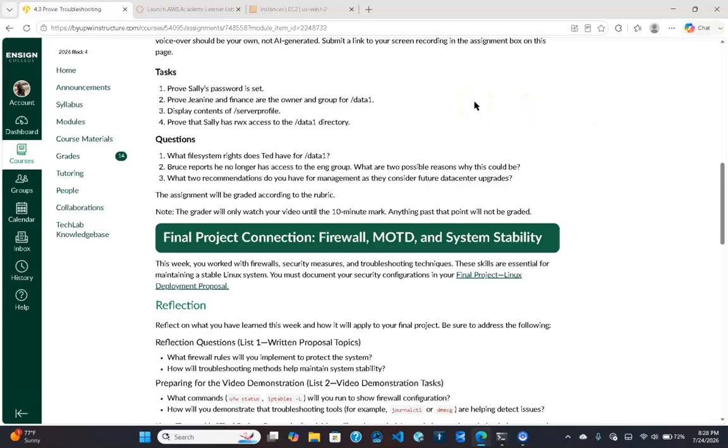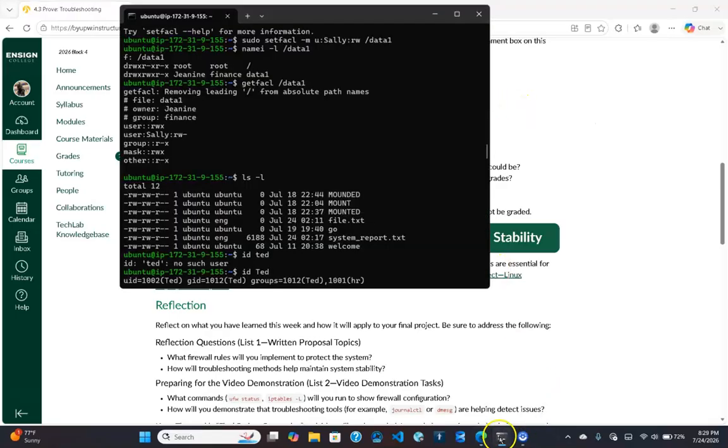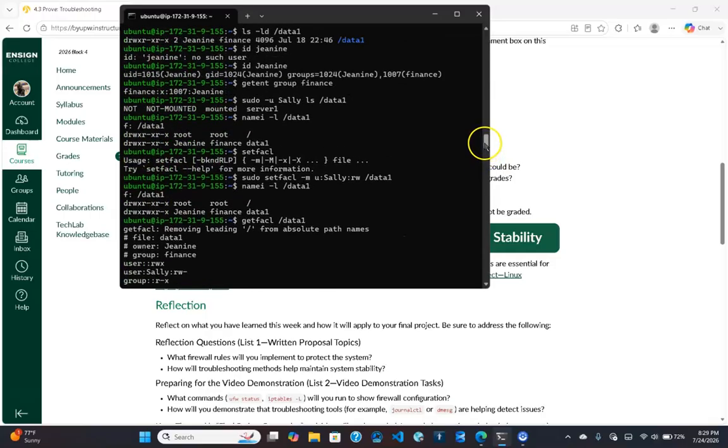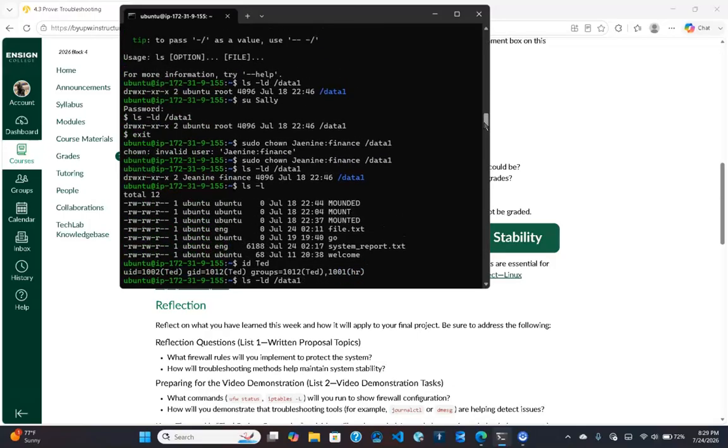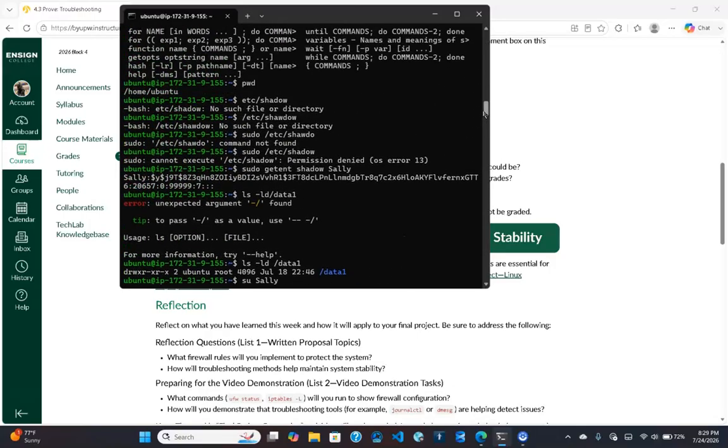First question was prove Sally's password is set. So we pull the command back up, and we look at, let's see here, right here. Sudo getent shadow Sally shows Sally has a password by the $, the Y, and the $. That's how they encapsulate it, so where you can't see what the actual password is, but her password is set.